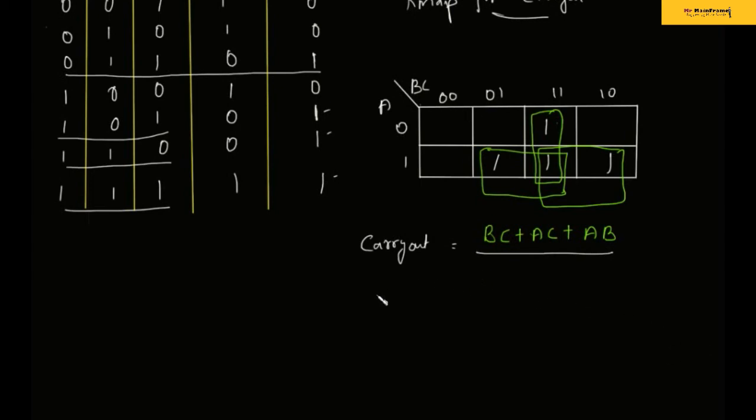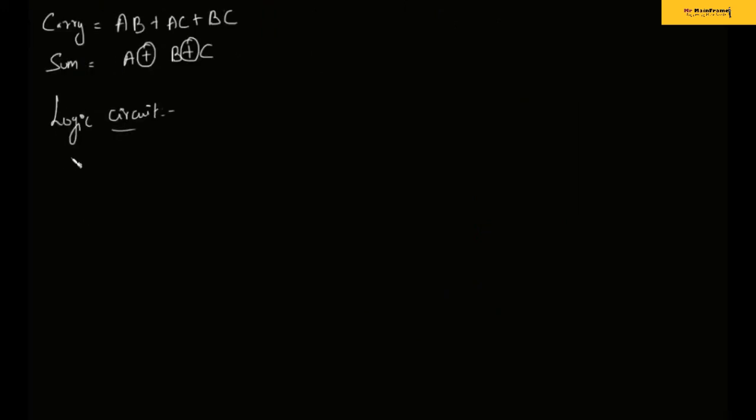So we have 2 expressions now, one for the carry out and one for the sum. Sum is equal to A XOR B XOR C. What is XOR? When there are an odd number of ones in your input, the output will be high. When there are an even number of high values in your input, the output is going to be low. That is what the XOR gate is about. Now using these 2 expressions, we are going to draw the logic circuit, first the logic circuit for sum.